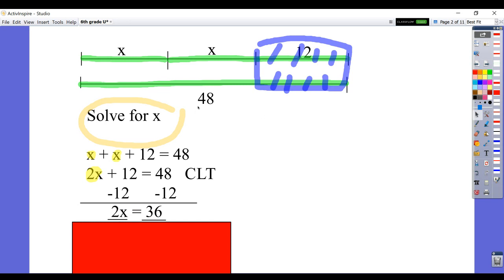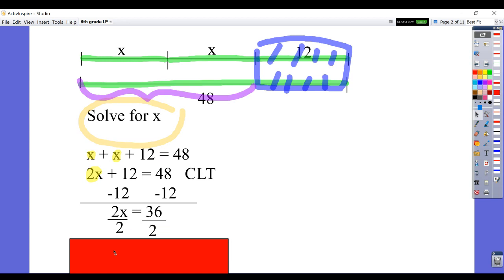We're going to get 36 because the 48 minus that 12 means that this new length, I'm going to try to do it with a color right here, this new length right here would be 36. So if these two x's together equal 36, and we know they have to equal each other, you could divide both of them by 2 to give you a value of 18.